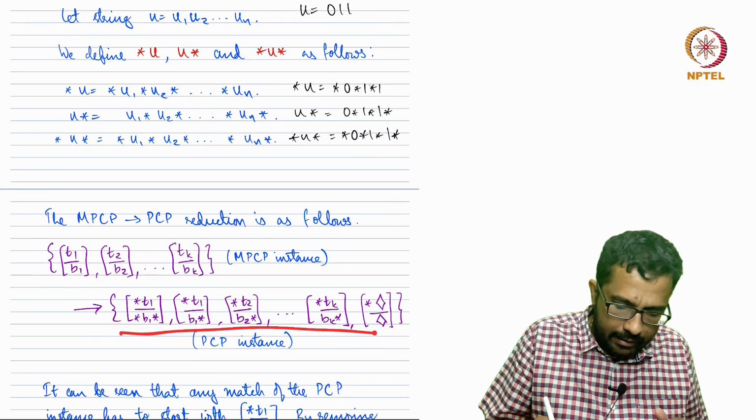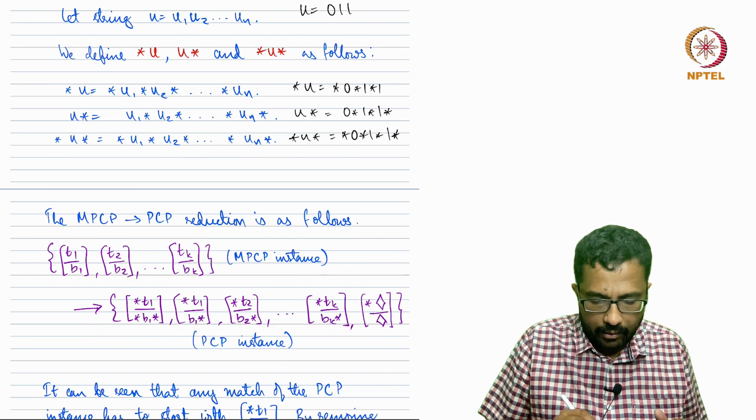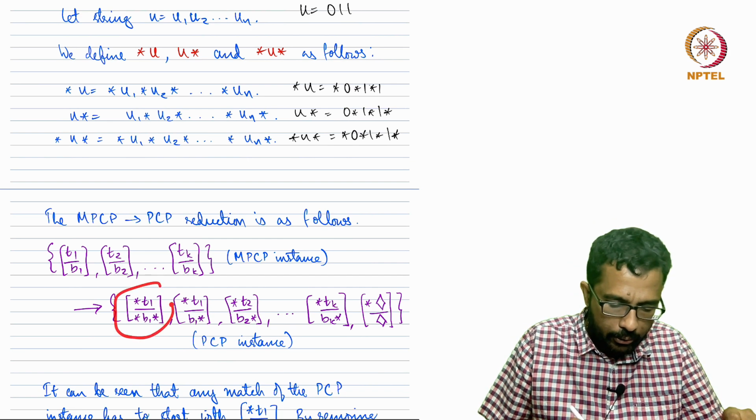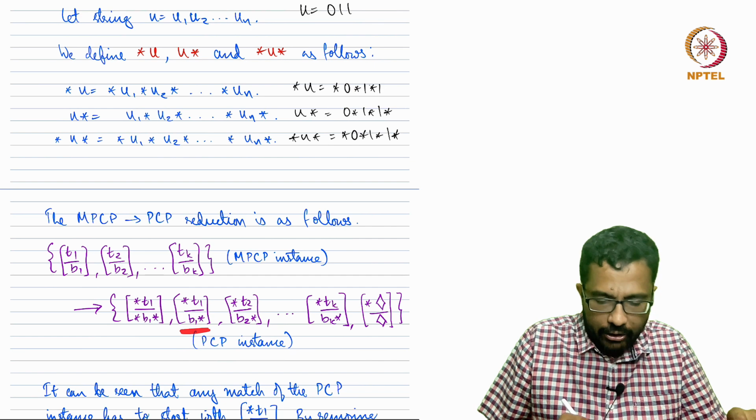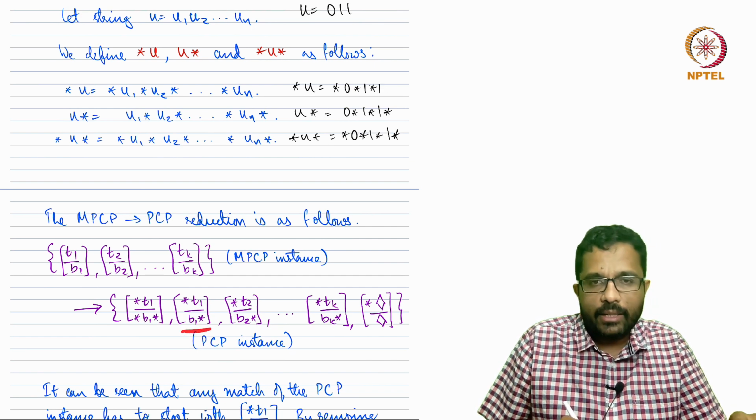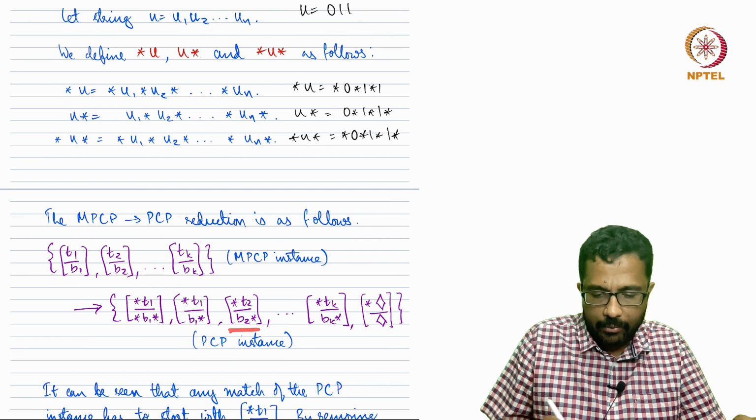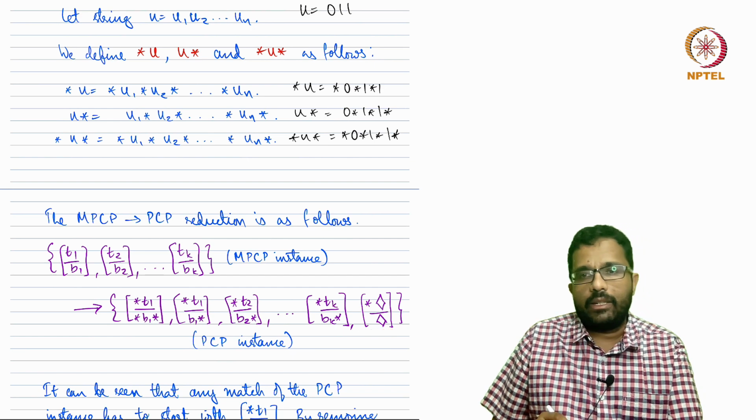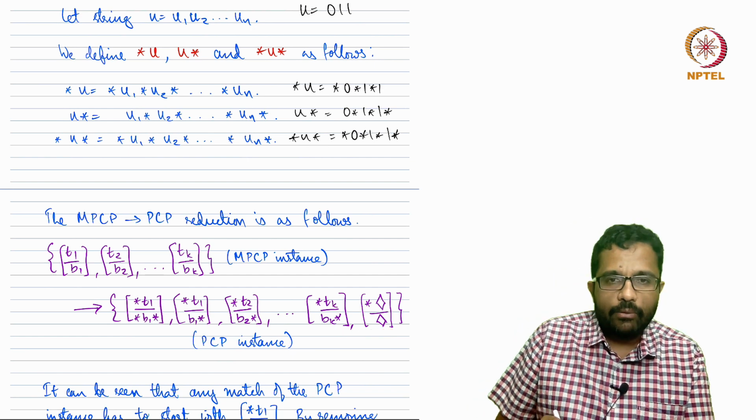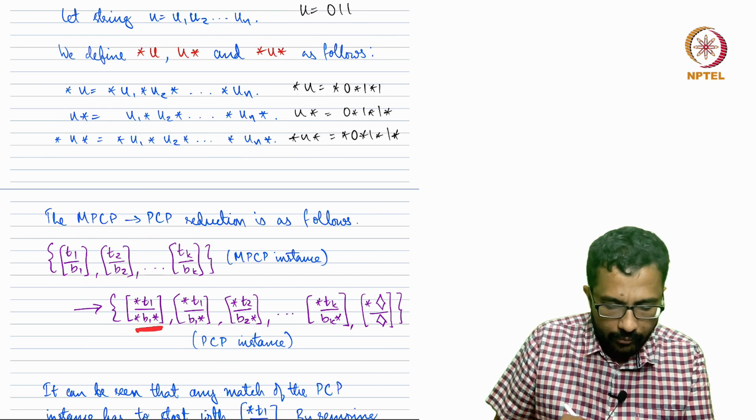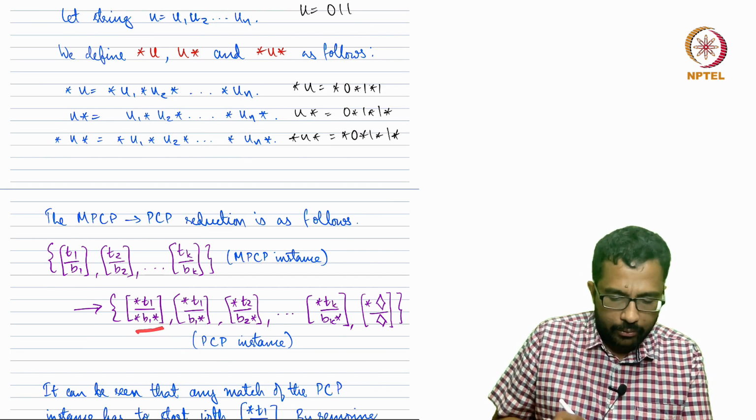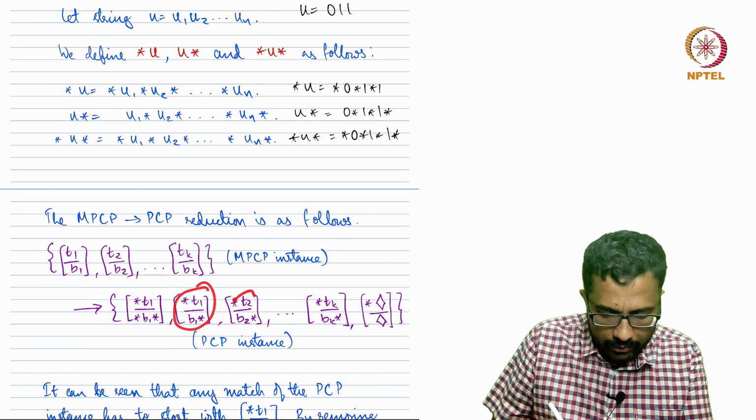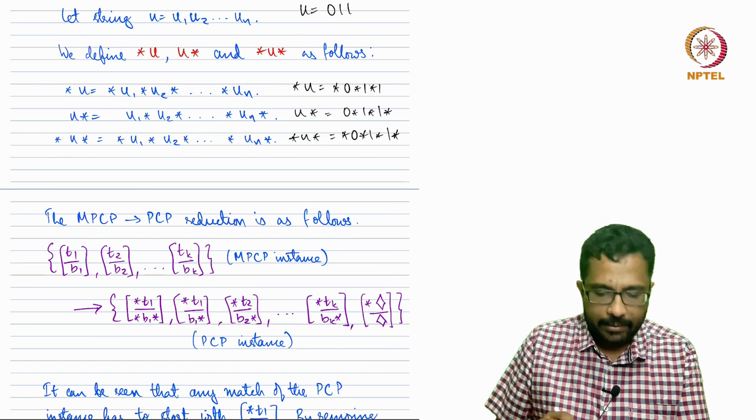Now look at this PCP instance. The only domino that we can use to start the match is the first domino here, because we cannot start with the second domino: its top starts with a star, the bottom does not. Same with the third domino, same with star Tk by Bk star, and same with star diamond divided by diamond. So the only domino that we can use to start is this one. And that is okay. It starts with star T1 by star B1 star, and then we can append this or any other domino, whichever one suits us.